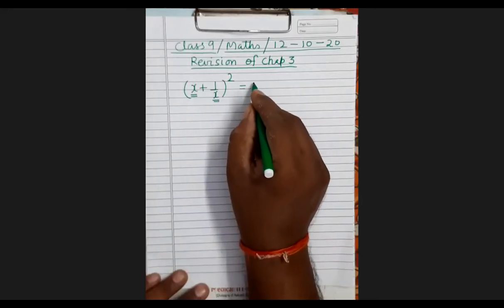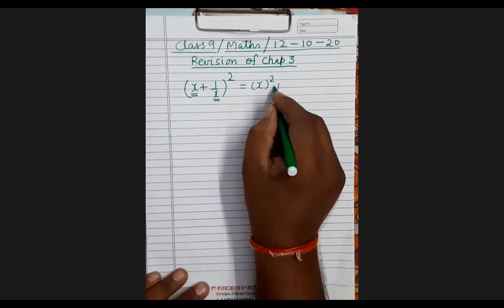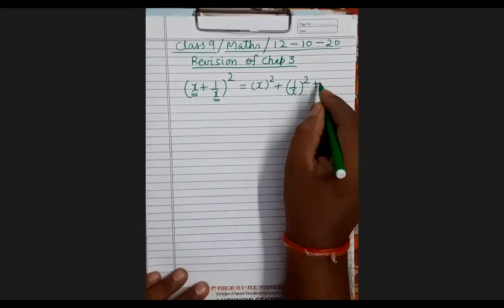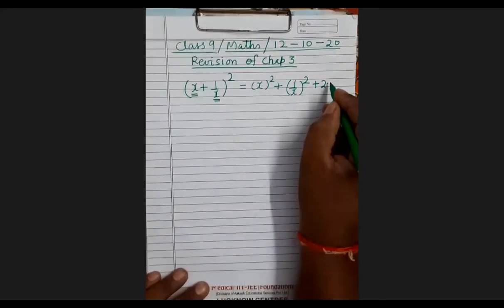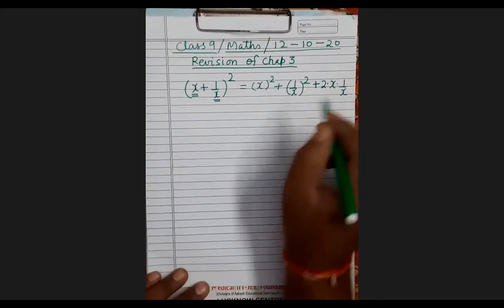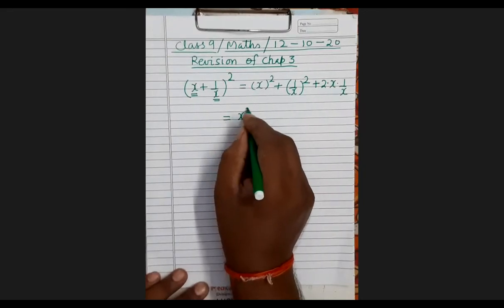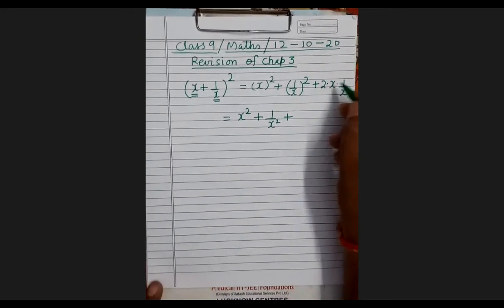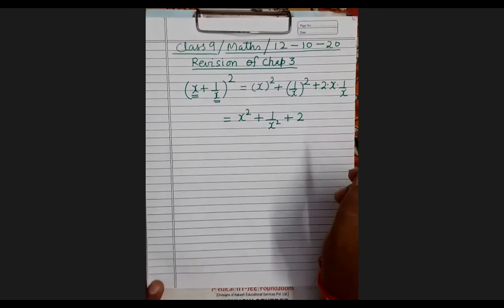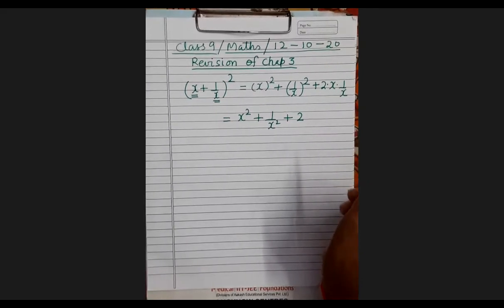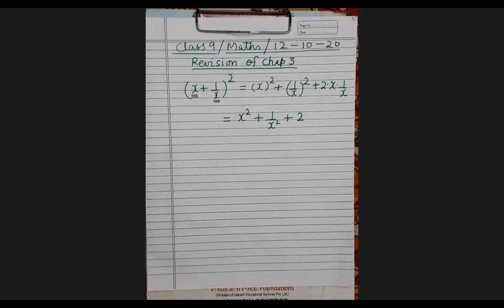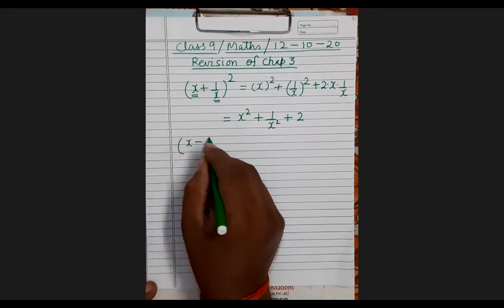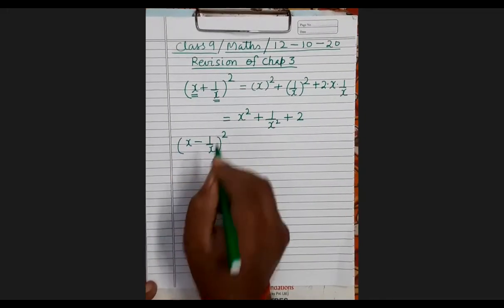So a square, that is x whole square, plus b square, that is (1 upon x) whole square, plus 2ab, 2 into x into 1 upon x. So this will be x square plus 1 upon x square plus 2, as x and x cancel. So (x plus 1 upon x) whole square equals x square plus 1 upon x square plus 2. Now there is another formula, (x minus 1 upon x) whole square.